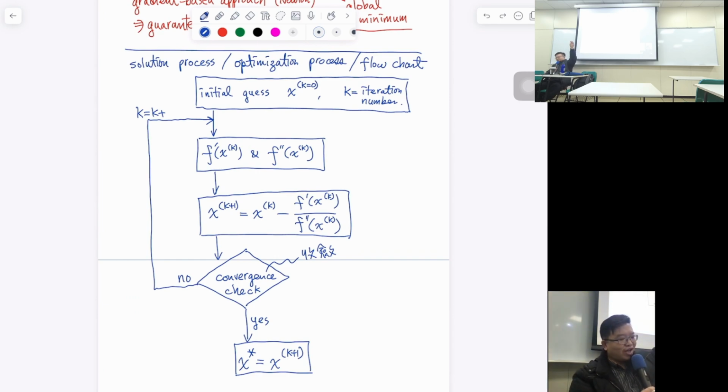You have an initial guess, k starts with 0. First, evaluate f prime and f double prime. Apply Newton's equation. Check if it's converged. Not yet. Go back, but k plus 1. So initially k was 0, so now when you go back, k becomes 1. Then do the same thing again and again until you converge. But I haven't told you what the criteria for convergence is, right?